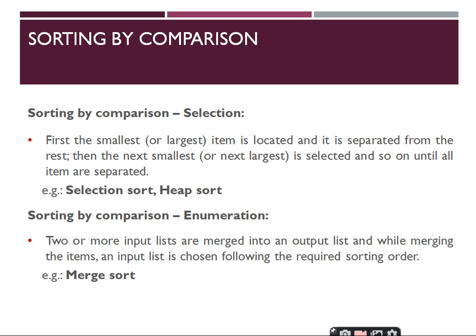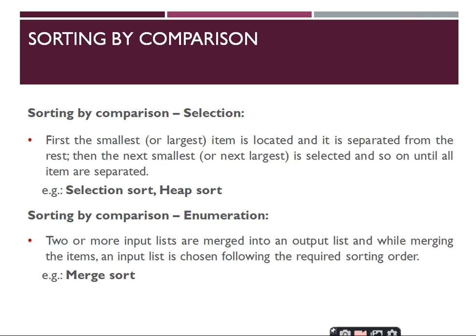Next mechanism is selection. In this, first you select the smallest item, or the largest item, whichever it is, it is located and separated from the rest of the elements in the list. Then the next smallest or next largest element is selected and it is again separated from the remaining elements of the list, and this process continues till you get a sorted list. Examples of this kind of mechanism include selection sort as well as heap sort.